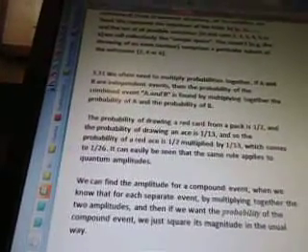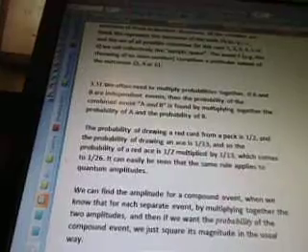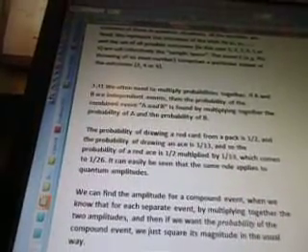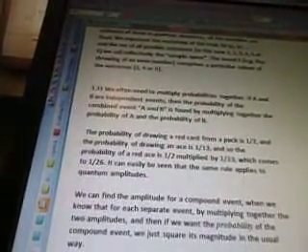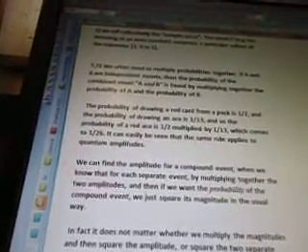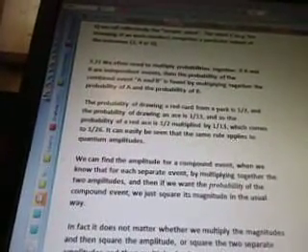We often need to multiply probabilities together. If A and B are independent events, then the probability of the combined event A and B is found by multiplying together the probability of A and the probability of B. The probability of drawing a red card from a pack is half, and the probability of drawing an ace is 1/13, and so the probability of a red ace is 1/2 multiplied by 1/13, which comes to 1/26.